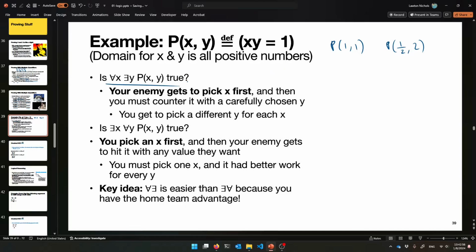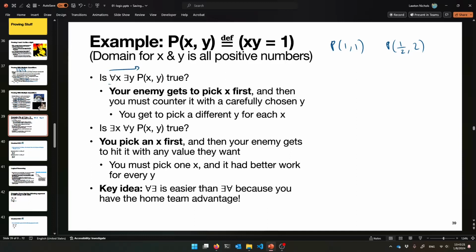Let's ask this. Is it true that for all x, there exists a y such that P of xy is true? All right. So the idea here is your enemy's picking a value first, and then you have to counter it with a y, because it's your enemy's turn first. They pick an x. They can pick any x in the world, and then it's your job to always find a y such that this is true. All right. So you can pick a different y for each x, because your enemy goes first. Does that make sense? Because you're working your way from left to right.